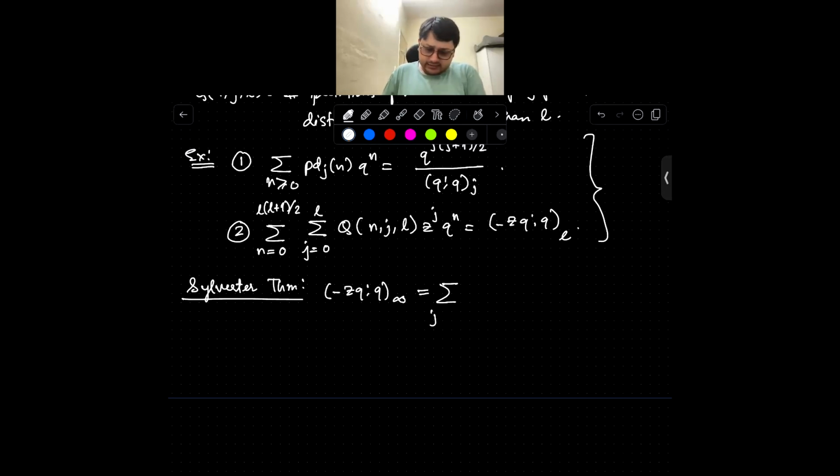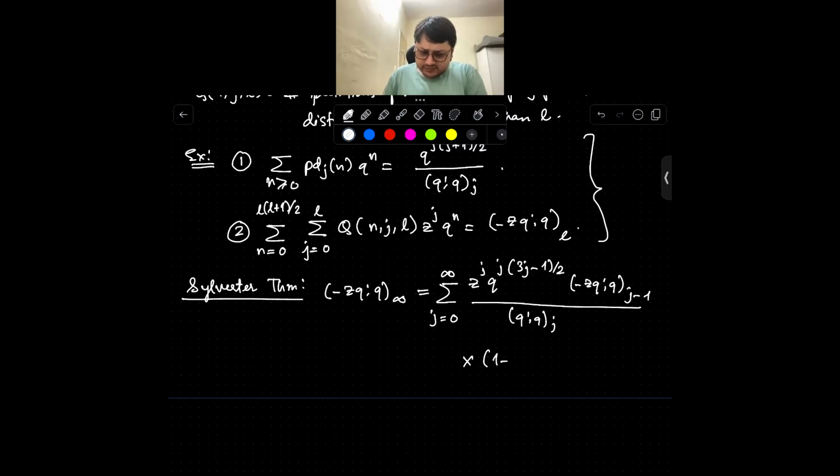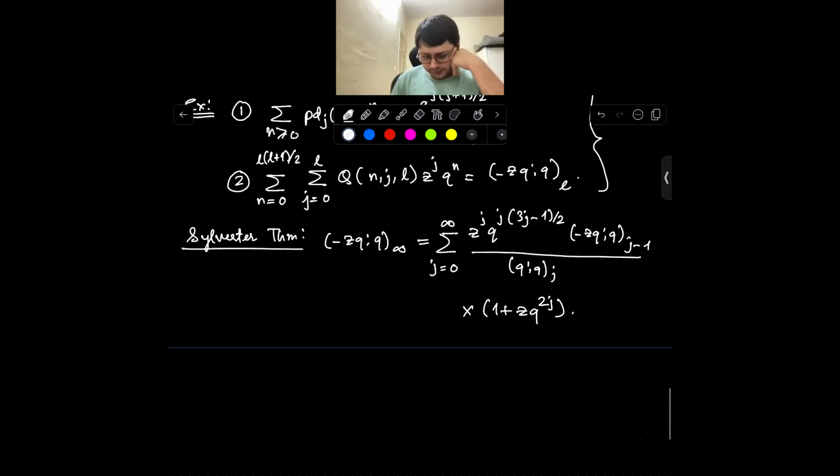So let's say j going from 0 to infinity, z raised to the power j, q raised to the power j (3j minus 1)/2, times minus zq to the j minus 1, q to the j, but there is one factor which is remaining. So it looks very involved. In this case, the combinatorial proof is slightly more involved.